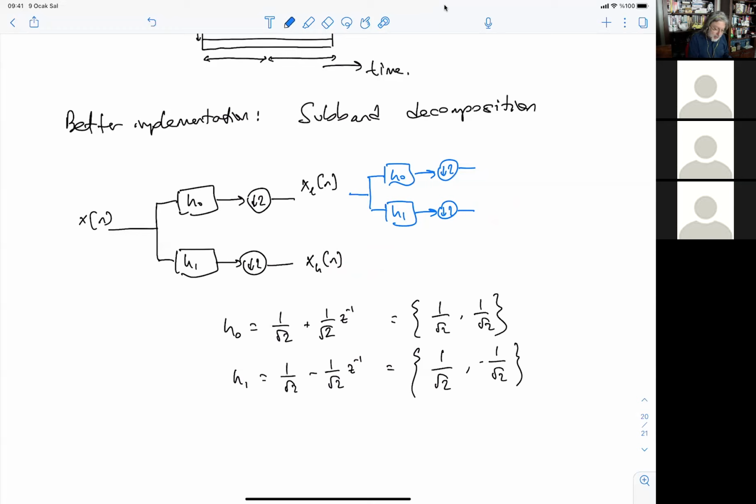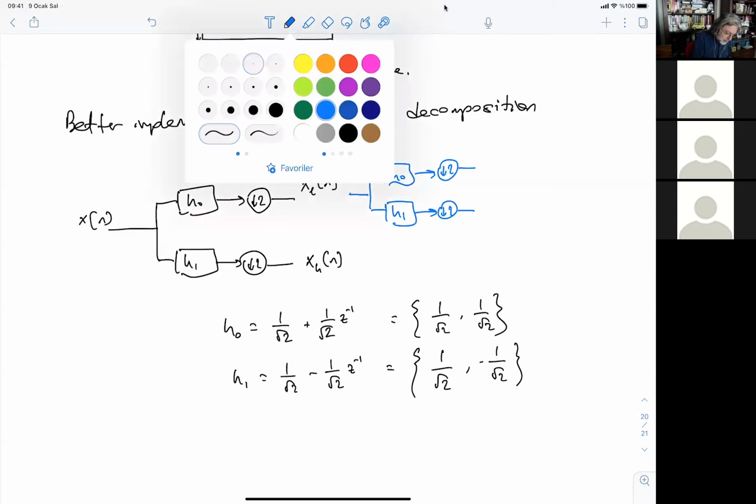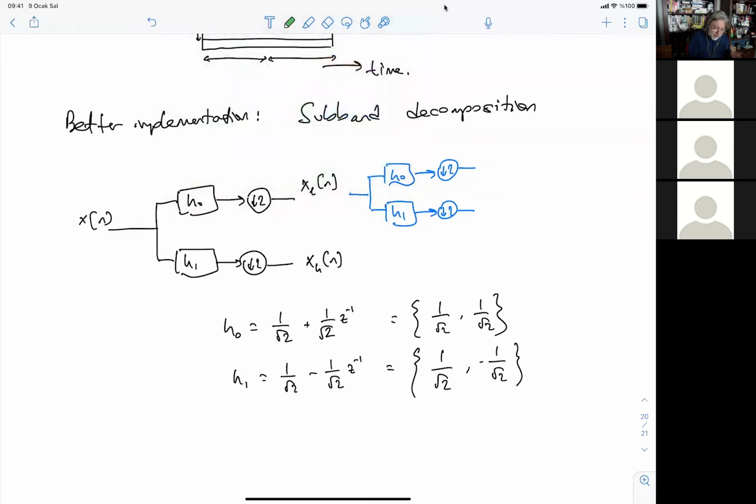By the way, this H0 here is the same H0 as this one. And this H1 here is the same H1. They are the same filters. I'm using those filters repeatedly, again and again. Now, if I further try to decompose, I will do it again in the low pass branch, like this. And these will be the outputs.